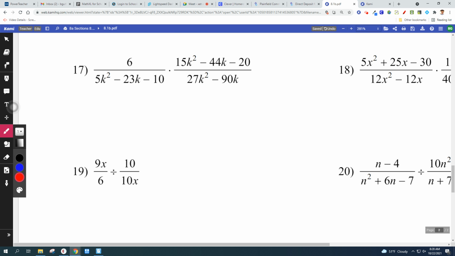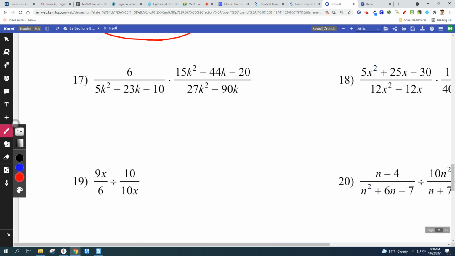Okay. This one's going to be the hardest one, 17. Okay. Because you look at the bottom left there, the 5k squared, that's not a GCF. That's a hard trinomial problem. Okay, this is the hardest one because this is a hard trinomial.